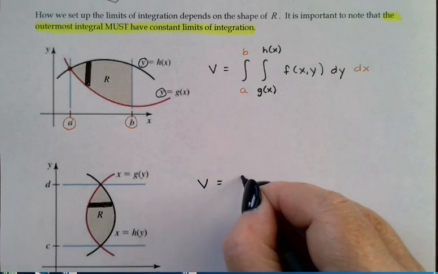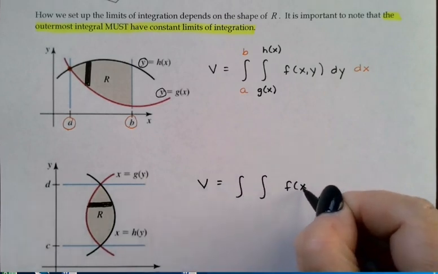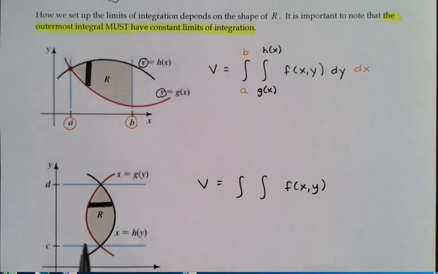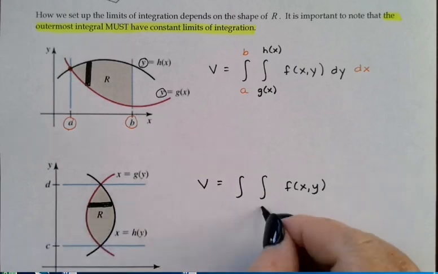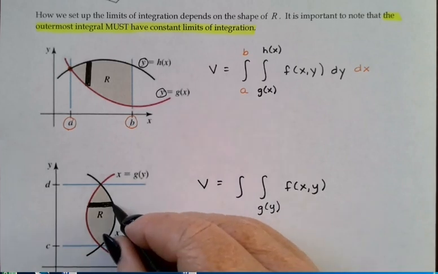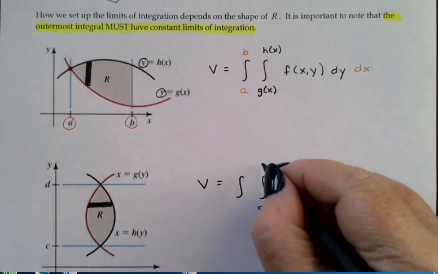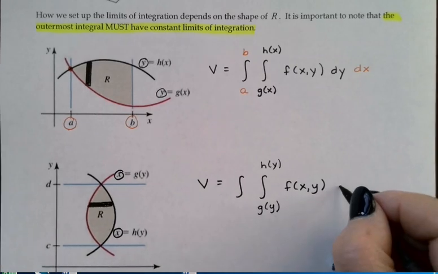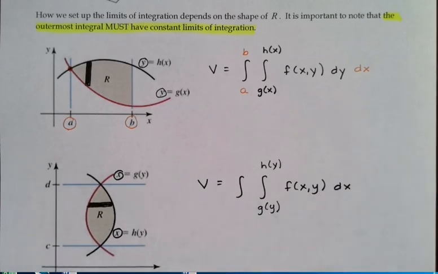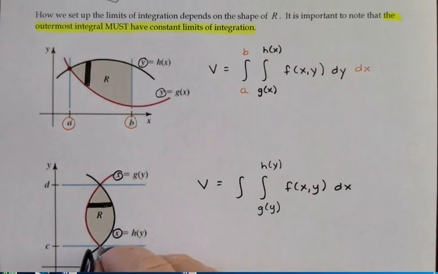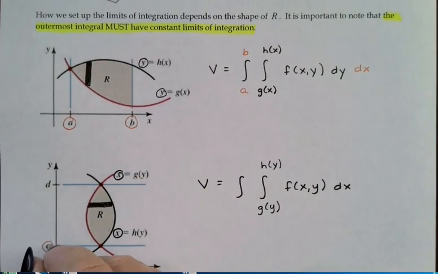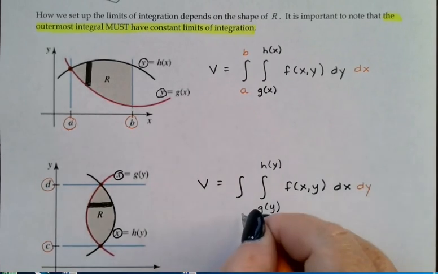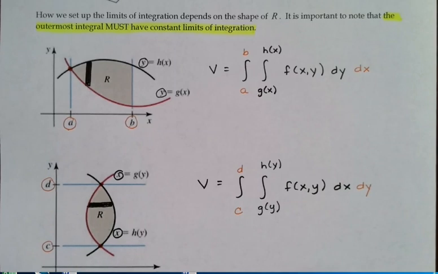And to find the volume, I would integrate my height function, f of x and y, from left to right. The left side of this rectangle is on the g of y curve. The right side of this rectangle is on the h of y curve. Those are both x values, x equals, so I'm now doing dx first. And when I go to do dy, I'll notice that from this intersection point to that one, defined my limits of integration for my y values as c to d. Again, constants for those outer limits of integration.